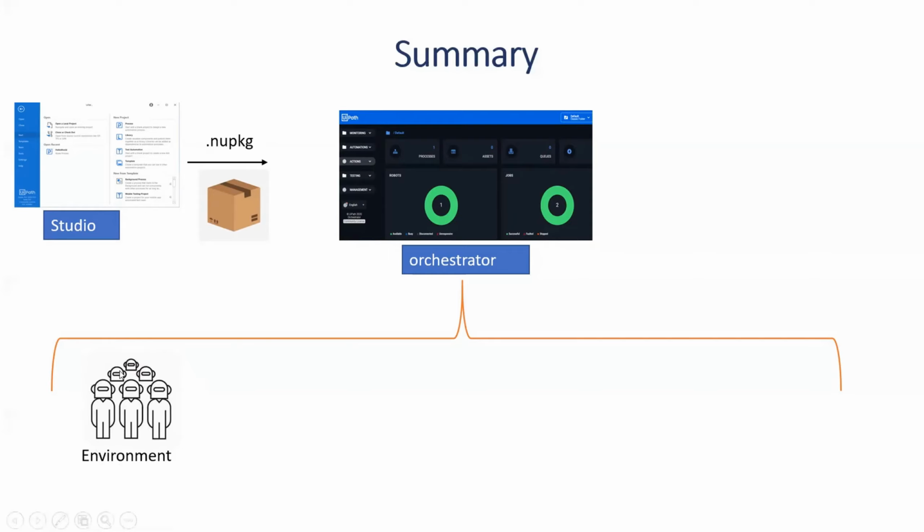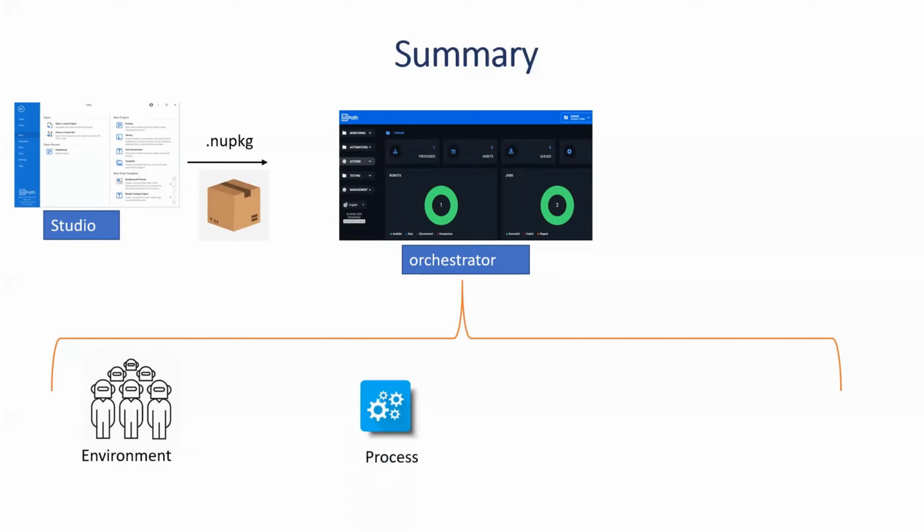You understand environment. So in Orchestrator, first of all, we create an environment to separate the robots as per departments. So the HR department goes separate, IT department goes separate, logistics goes separate. So on Orchestrator, first we create an environment.